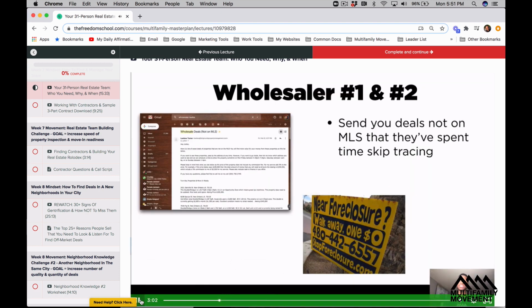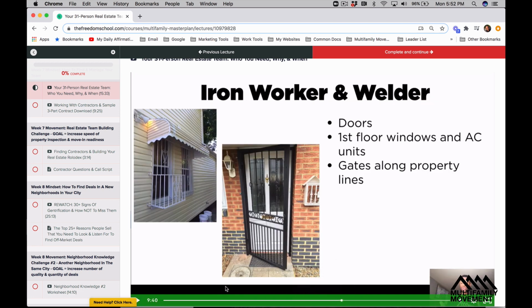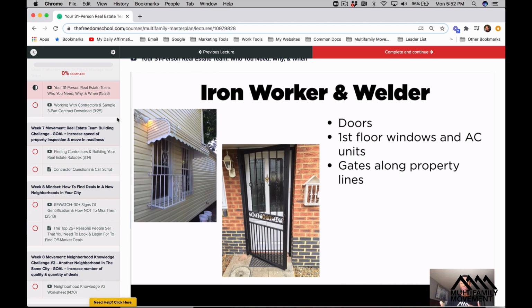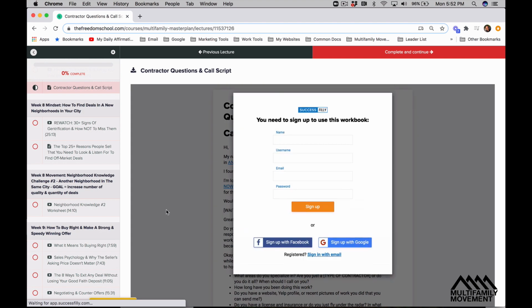So you need to have a windows person. You need to have wholesalers, okay? You need to have general contractors. You need to have ironwork and welders, okay? And then I show you how to evaluate and vet those people. You don't want to get conned by contractors, all right? You do not want to get conned by contractors. So I show you how to vet those people and make sure that they're good. I show you where to find them, how to build that relationship, and then I even give you contractor questions and call scripts that you can use to guide you through developing those relationships.